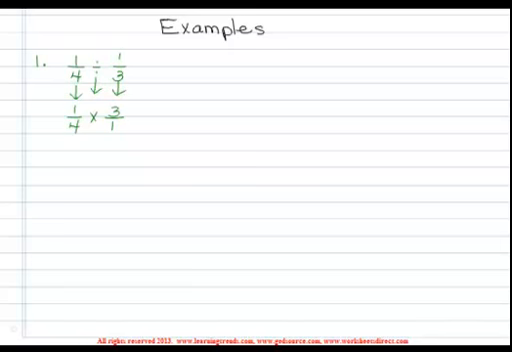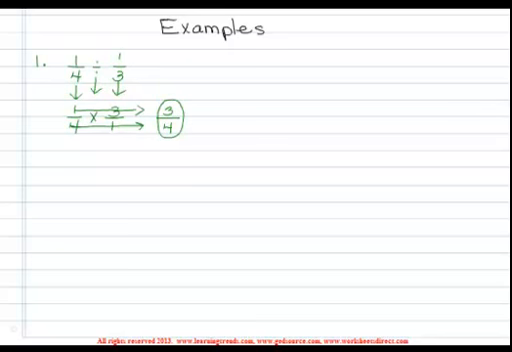And our final step, step 4, says that we should multiply and then reduce. So now we've changed our division problem into a multiplication problem, and we simply multiply and then reduce or change it into an improper fraction if we want. So 1 times 3 is 3, and 4 times 1 is 4. So our answer is 3/4.